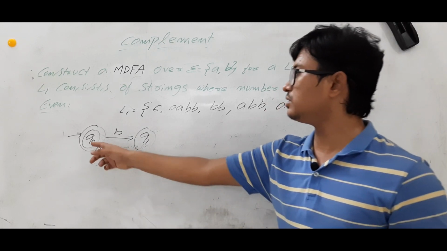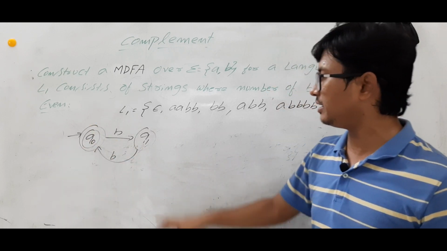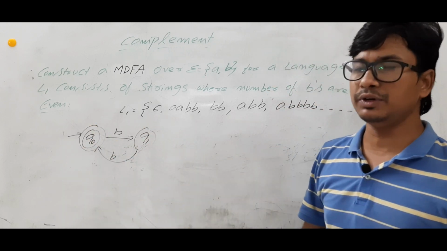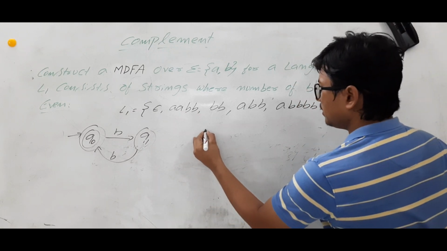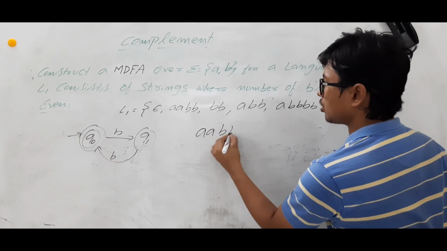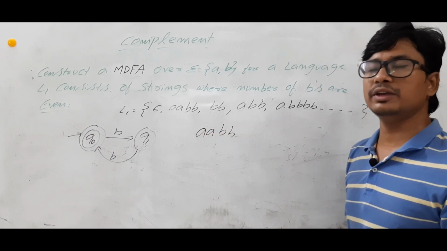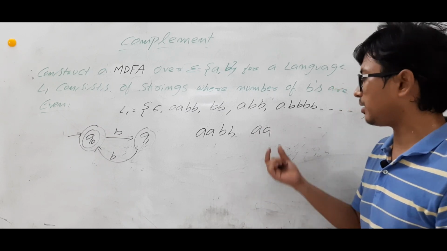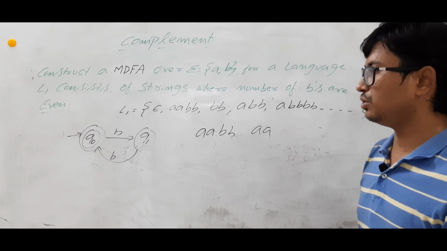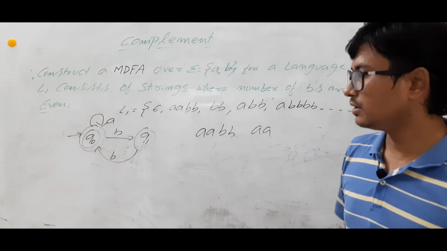No, because there is no transition from Q0 on alphabet A. Similarly on Q1 on A we don't have. Now tell me one thing. A can come any number of times at the start because there are no restrictions on A. So on Q0 on A it can be even sometimes, AA also I should accept because the number of B's here is 0. So on Q0 on A I should accept it.